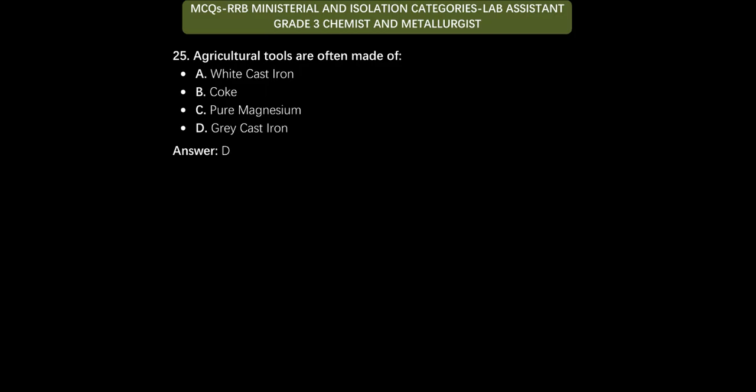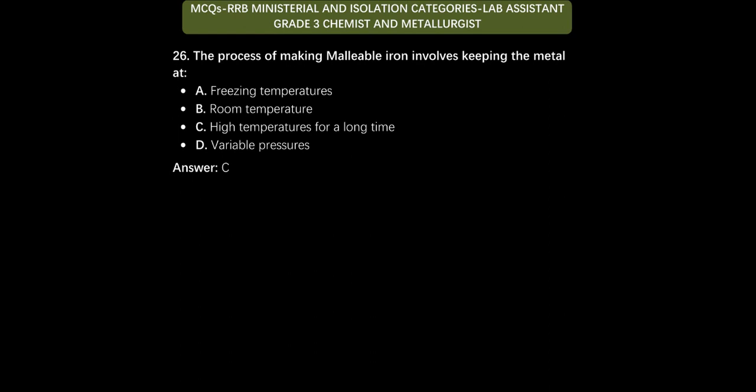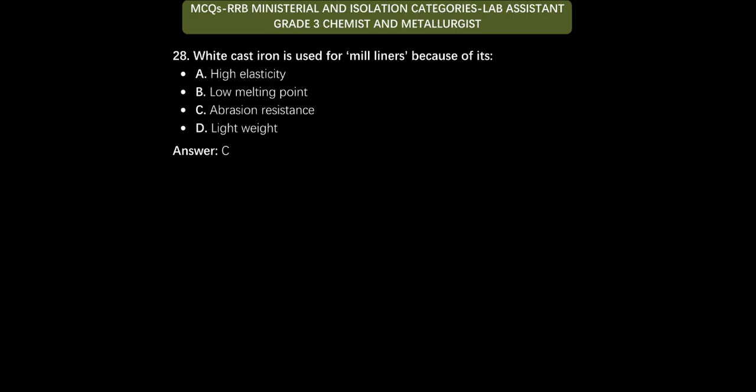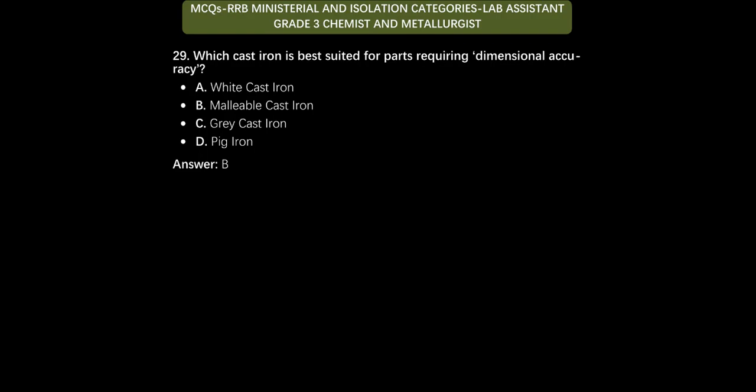Agricultural tools are often made of option D, grey cast iron. The process of making malleable iron involves keeping the metal at option C, high temperature for a long time. What effect does the spherical shape of graphite have in nodular iron? Option D, it increases ductility and toughness. White cast iron is used for mill liners because of its option C, abrasion resistance.